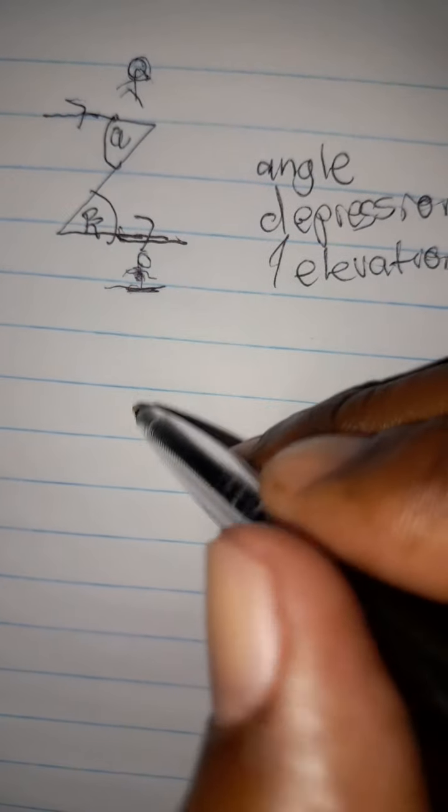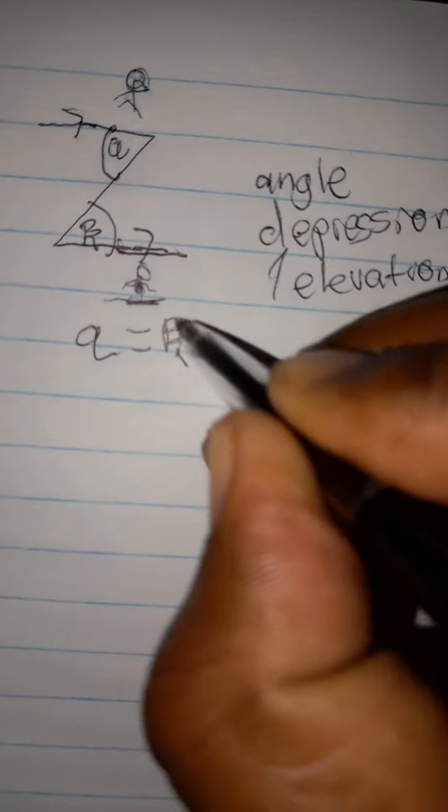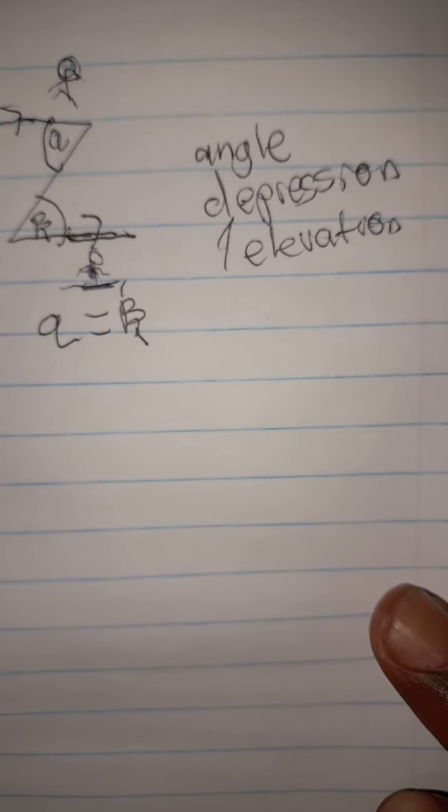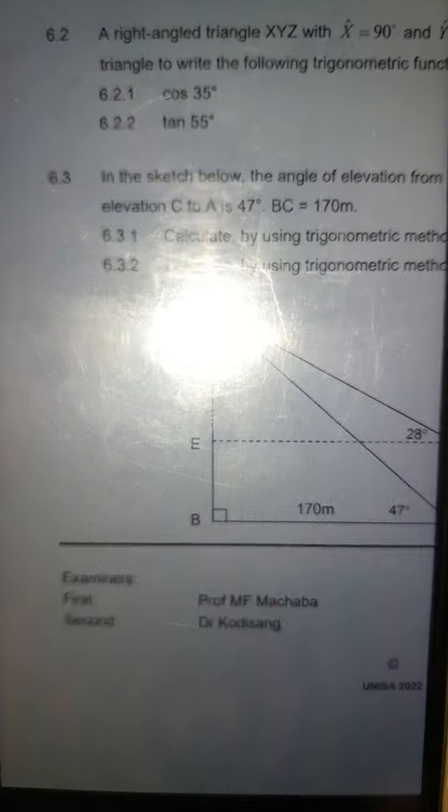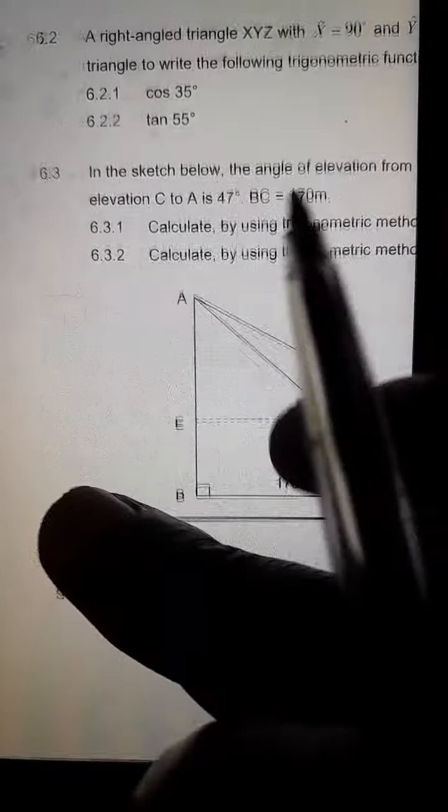But when you're standing at the top of the building, at the horizontal surface, you're looking downward, that forms an angle of depression. And they are always alternate to each other. They form a Z. Meaning that angle alpha will be angle beta, meaning that the angle of depression is always equal to the angle of elevation, right? So, what do they want us to do? They wanted us to calculate this.